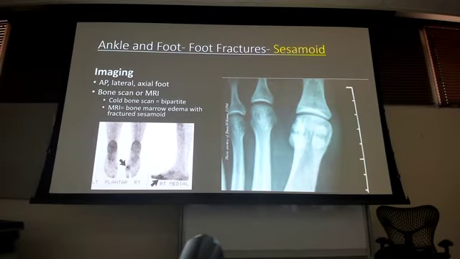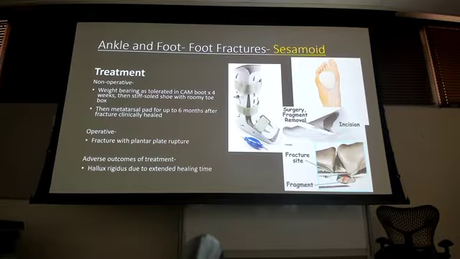So the key thing for this is a bone scan. So if we suspect a fracture there, we don't see anything on x-ray, or the x-ray shows a bipartite sesamoid, we need to make sure we get a bone scan on these patients. So a cold bone scan is a bipartite, and then a hot scan is going to be a fracture in those. We can get an MRI on it as well, which usually shows edema in there. Sometimes you can show an old healed fracture, so it can be helpful for patients.